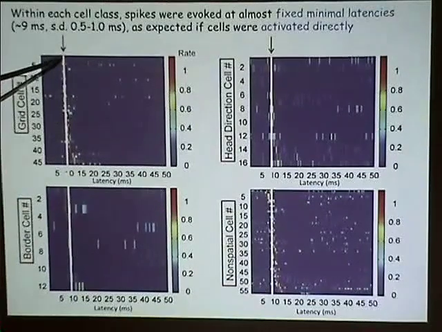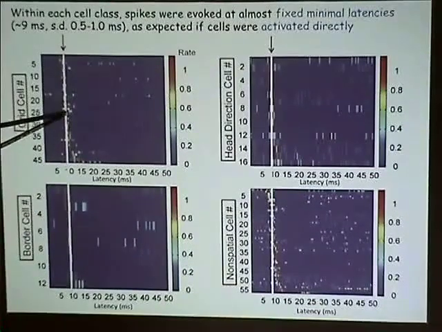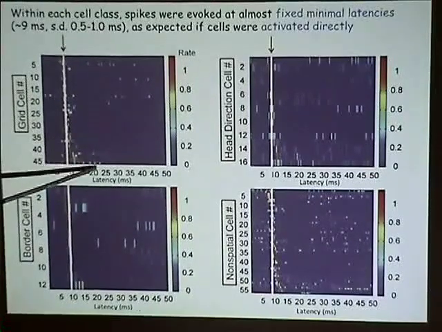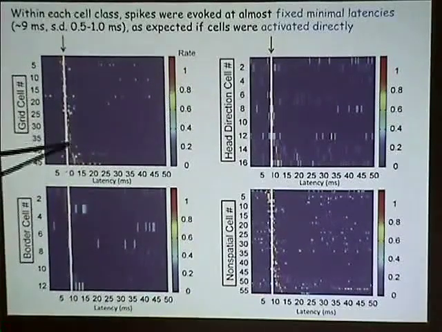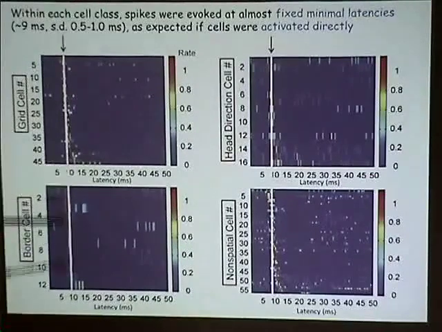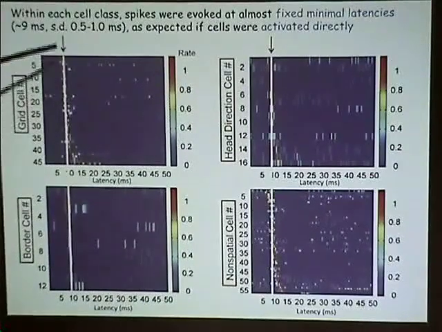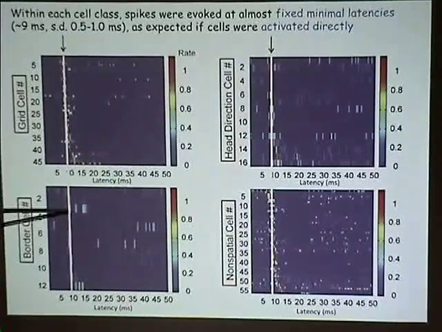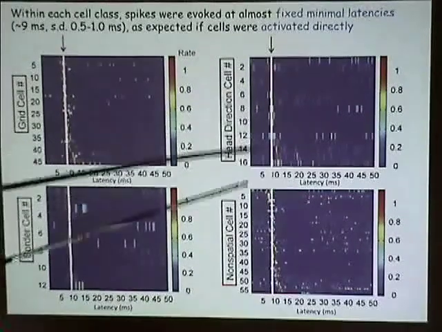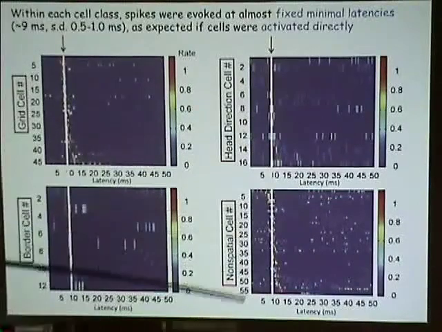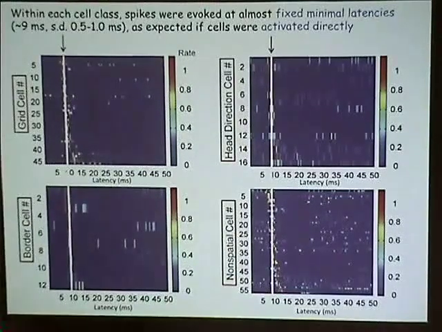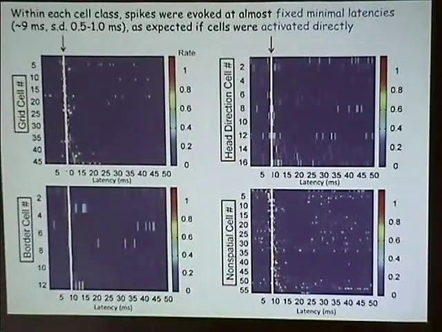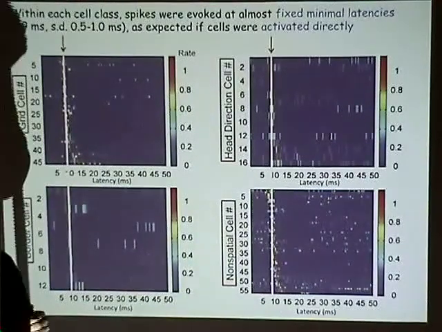So the peak latency is exactly the same for at least 30 of those cells, and then a subset of the cells have longer latencies, probably because they are indirectly activated. But the latencies are about the same, both for the grid cells, for the border cells, and for the head direction cells, and even for a large bunch of non-spatial cells, which we don't know what they are, at that time we didn't analyze for speed cells, but they at least could be a subset of these cells.